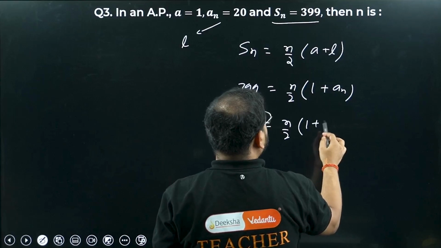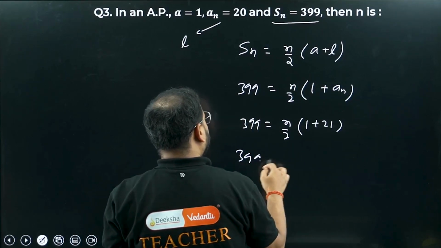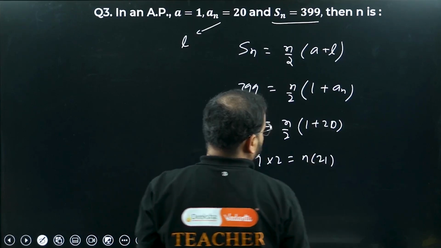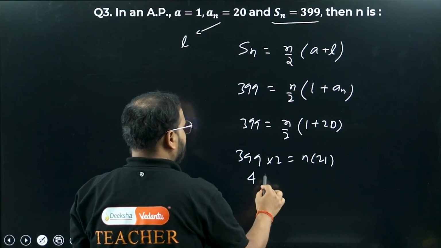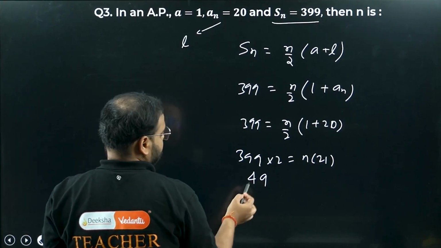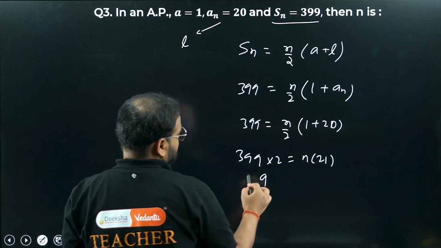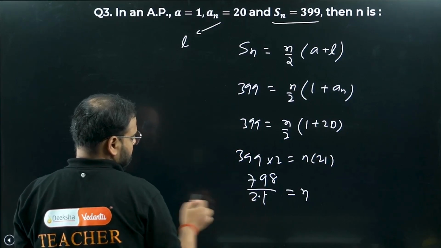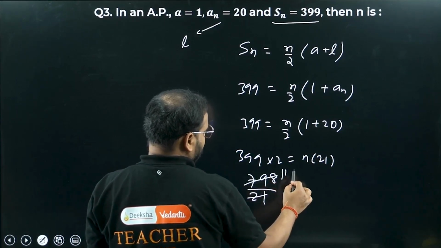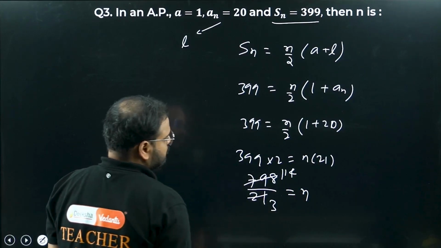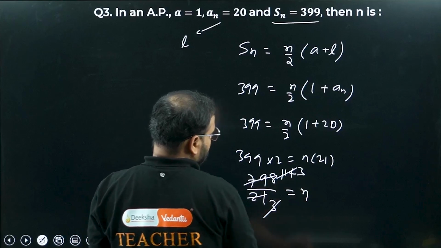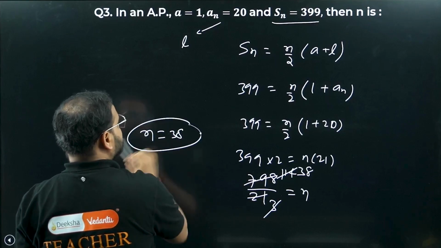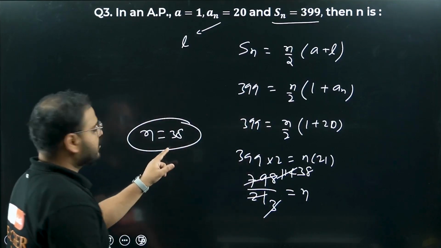n by 2, 1 plus 21 (sorry, this is 20, so 21). Cross multiply: 399 into 2 equals n times 21. How much is that? 798. So 798 upon 21 equals n. Cancel with 7: 7 1s are 7, 7 14s are 98. Cancel again with 3: 3 3s are 9, 2 4s are 8, so 38. What is my n value? n value is 38, so the final answer is n equals 38. Please have a look.